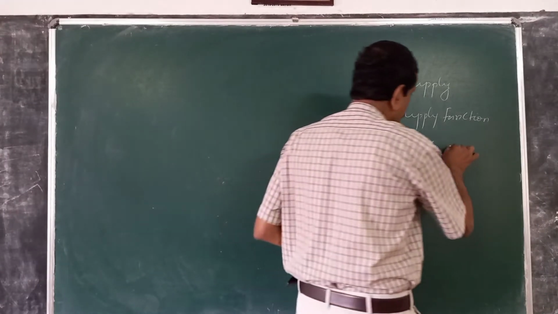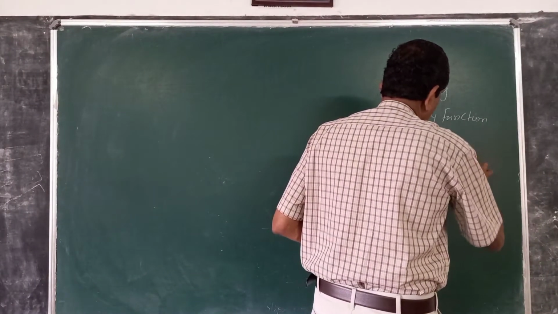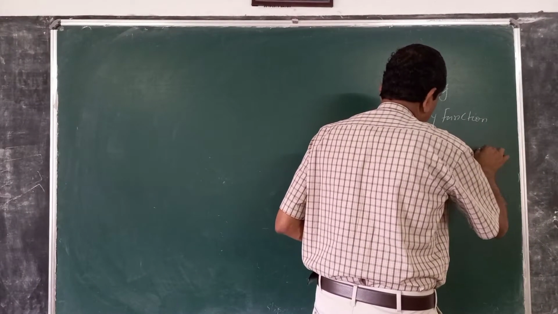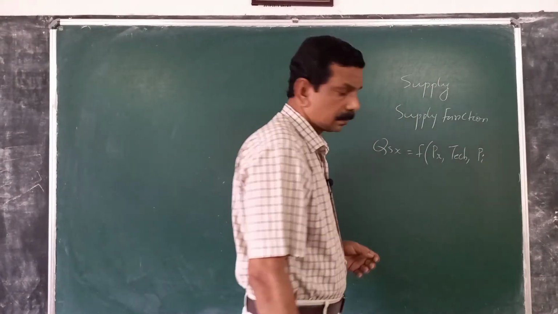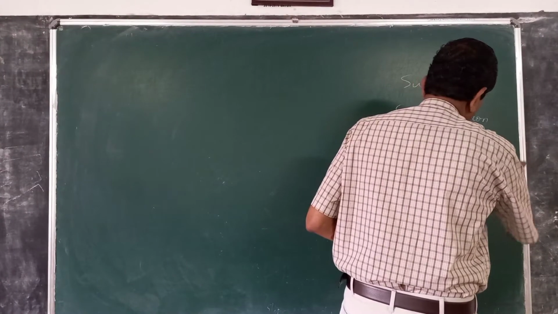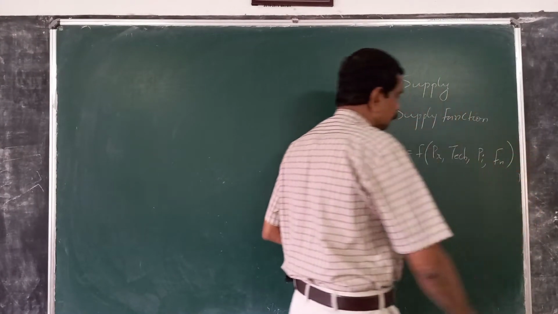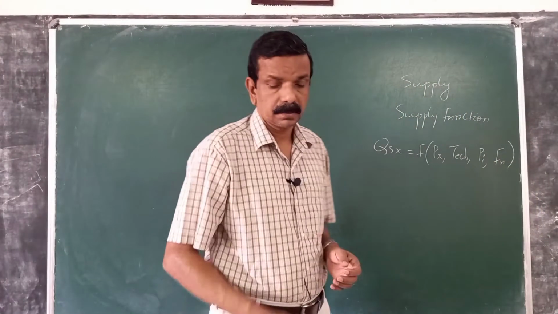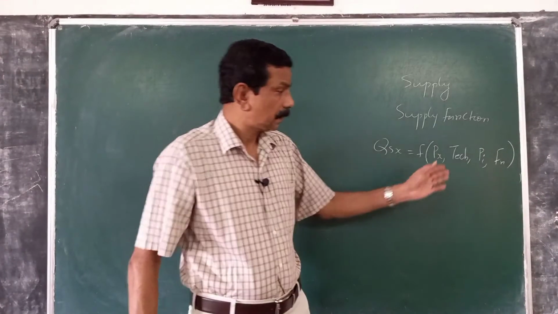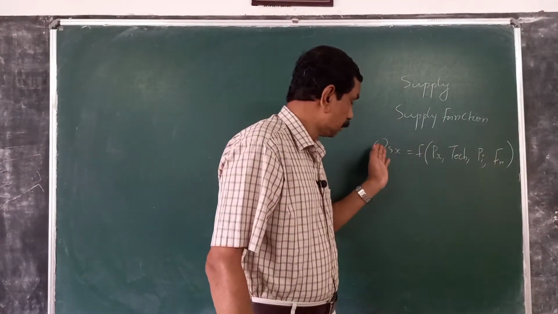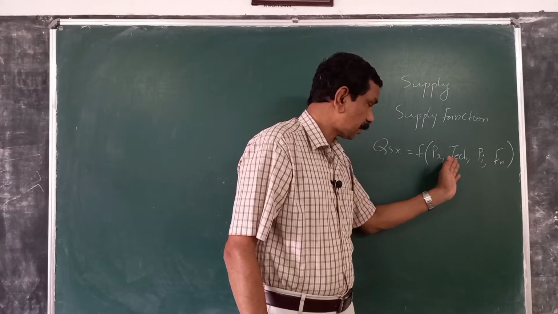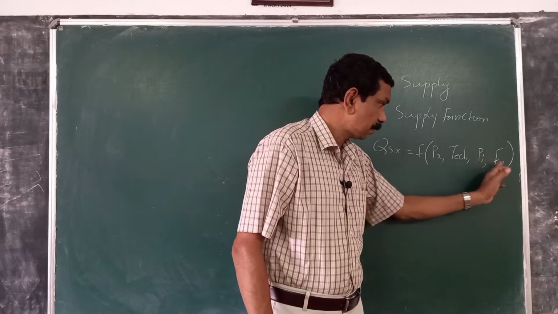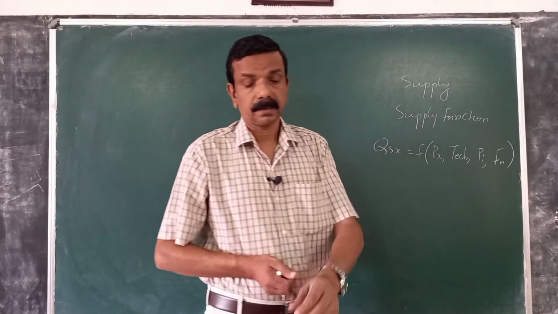technology, then the price of inputs, PA, and Fn represents climate and weather. So QSX is a function of PX, price of X, technology, prices of inputs, and climate and weather.